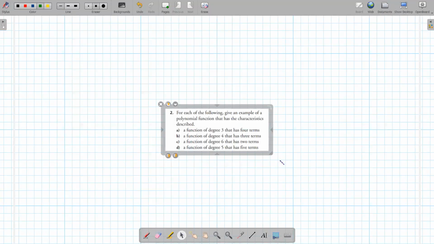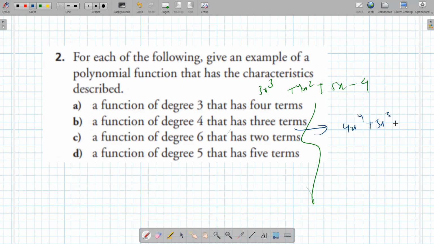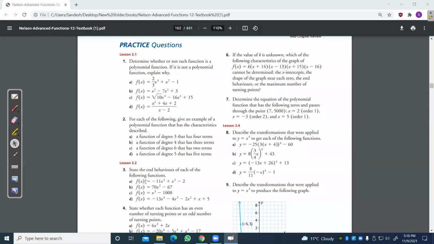Yeah, these ones are pretty simple as well. It just says, give an example that has the characteristics described. I mean, function 3 that has 4 terms, so 3x cubed plus 4x squared plus 5x minus 4. This is pretty simple, yeah. I think you can conjure up these. Okay, degree 2 has 4 terms. This one has 3 terms, so you can just say 4x^4 plus 3x^3 minus 5 or something. There you go. 3 terms. Then there's an infinite number of answers. This one's very simple.